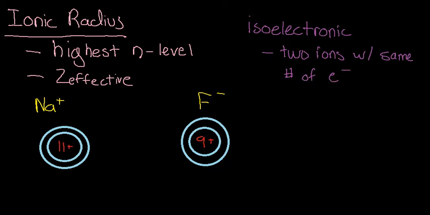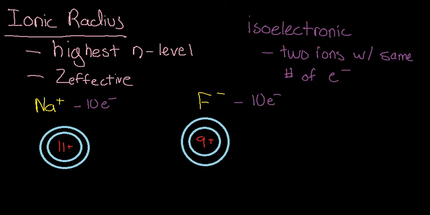Well, sodium has an atomic number of 11, so it has 11 protons. If it has a positive charge, it must have one less electron than protons. So that's why sodium plus has 10 electrons. Fluoride, F minus: fluorine normally has 9 protons. A negative charge means it has one more electron than protons. So for that reason, the fluoride ion also has 10 electrons.